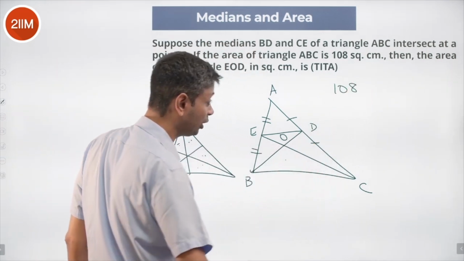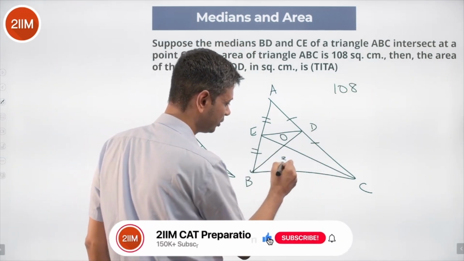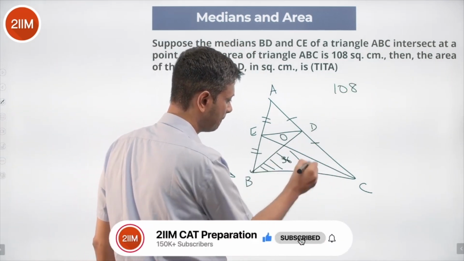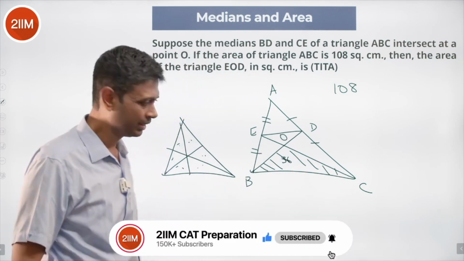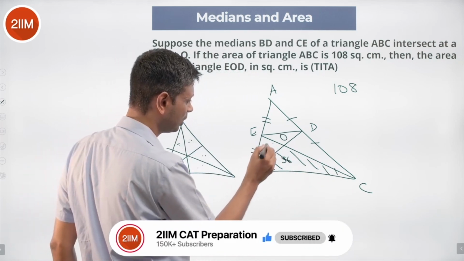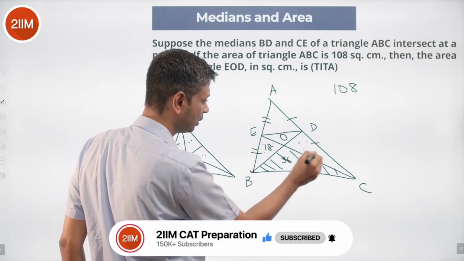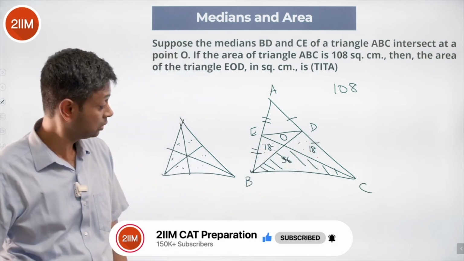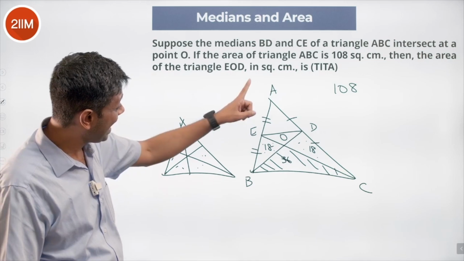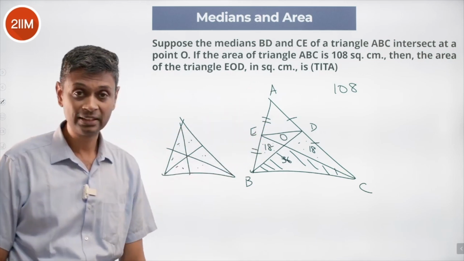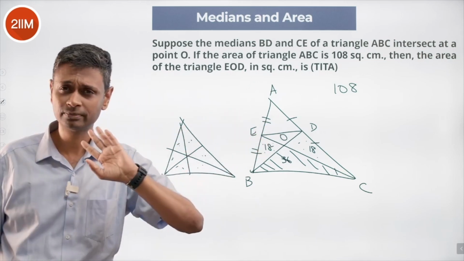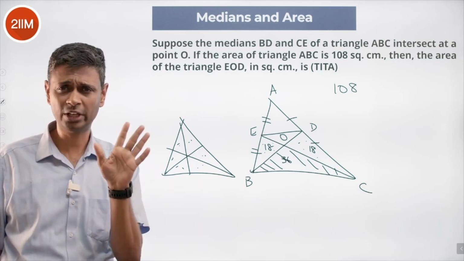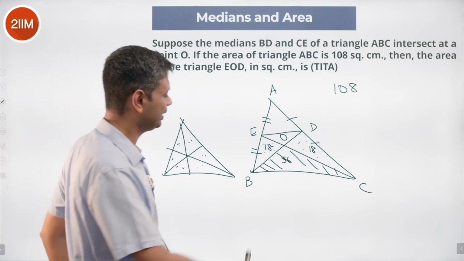So this will be 1/3 of that, 36. This is BOC. And this one will be half of that, 18. This one will be half of that, 18. Nice, wonderful. So if we can find AED, I can find AEOD. If I can find AED, I'm through. I can find EOD. How do I find AED?